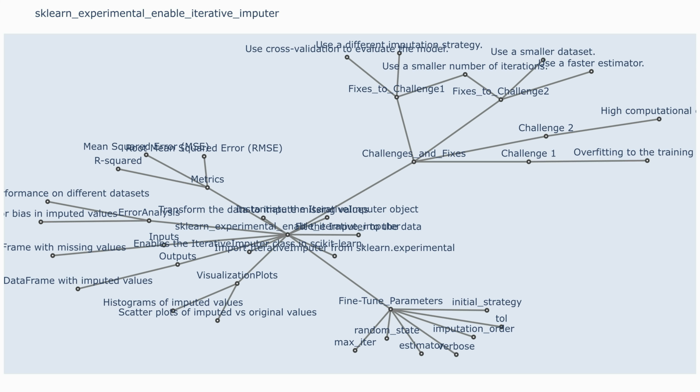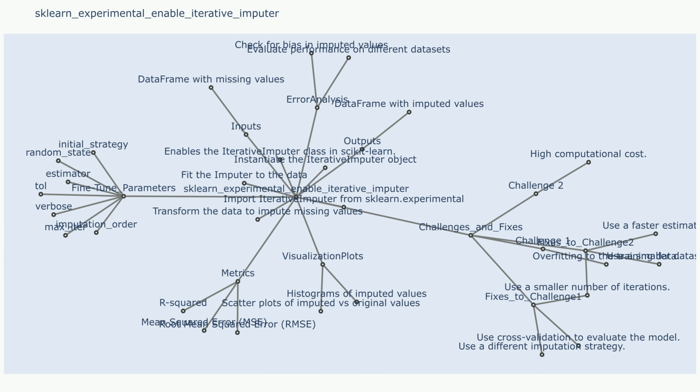sklearn experimental enable iterative imputer. Description: The enable iterative imputer function in scikit-learn is an experimental feature that allows you to use the iterative imputer for handling missing values in datasets. It operates by iteratively imputing missing values using a specified estimator, e.g., a linear regression model.